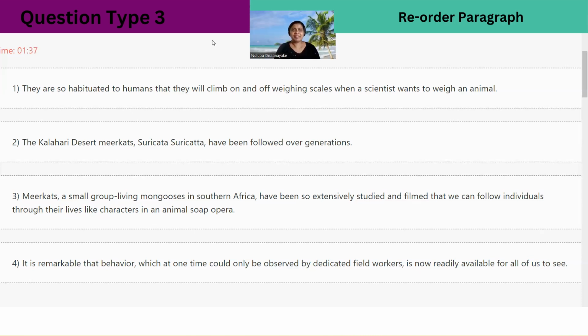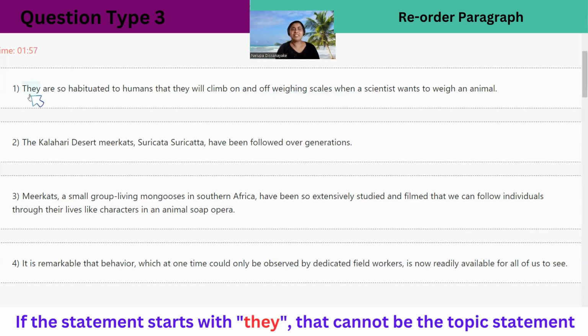So now let's discuss. First of all, what you have to find is the topic sentence. In other words, this could be the general statement. Now, let's select which one. When we take the first sentence, it starts with "they." "They" refers to something. That means this cannot be the first sentence, the topic sentence.